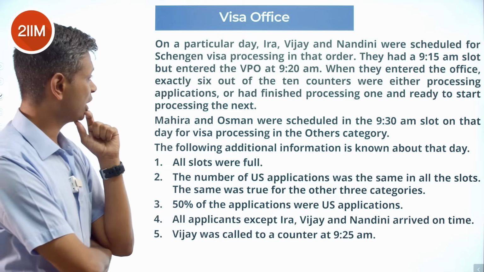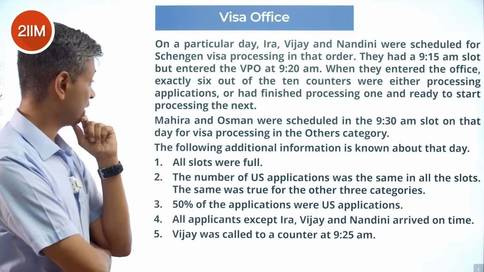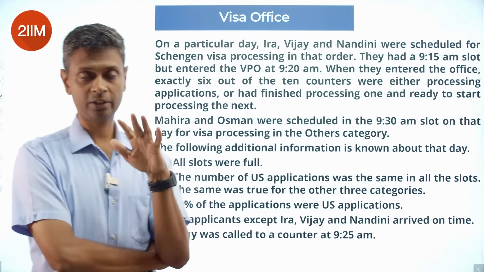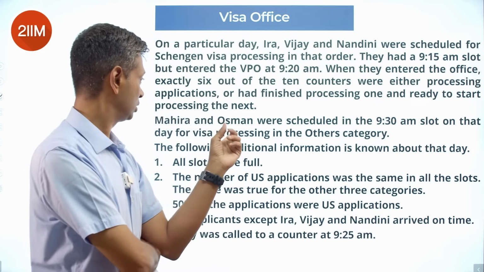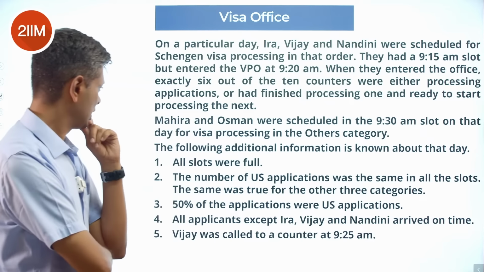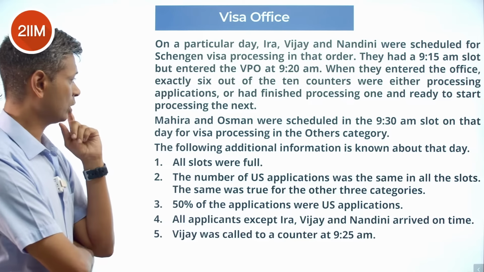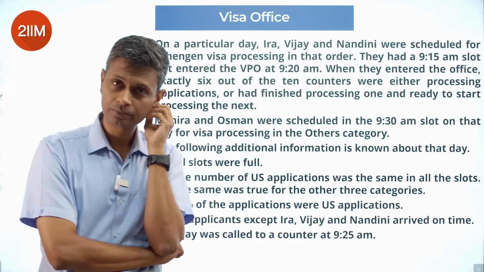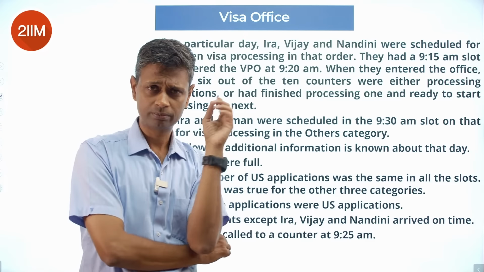Mahira and Osman were scheduled in the 9:30 a.m. slot on that day for visa processing in the others category. So these 3 are for Schengen. Those 2 are for others. The following additional information is known about that day. All slots were full. It was a packed day.